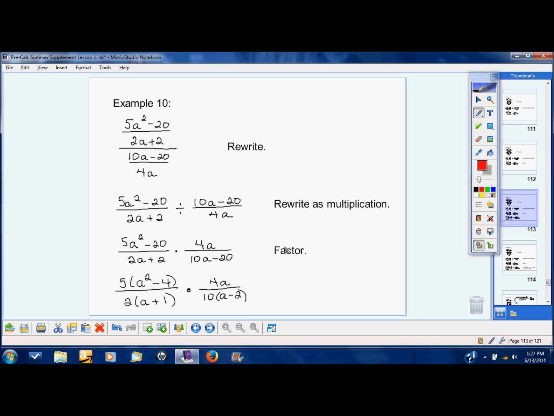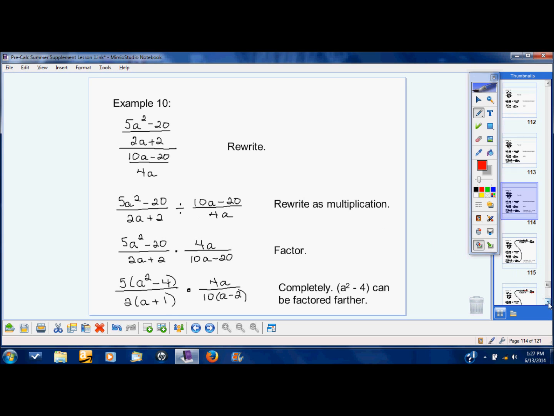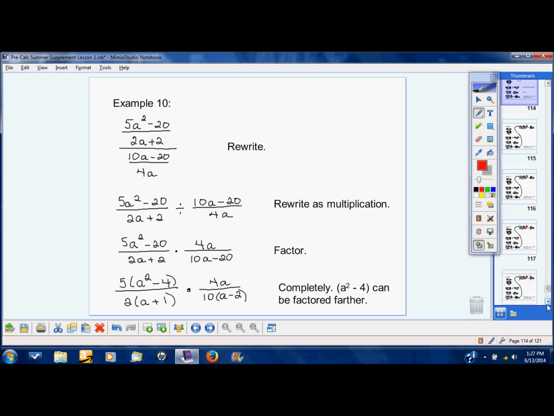But when I say factor, I mean factor completely. One of these locations has something that can be factored a little bit more. Before I tell you which one it is, think it through and think about which one could be factored just a little bit more. That's right, it's this one. This one can be factored further. Okay, think for a minute, what is special about it that makes it able to be factored further?